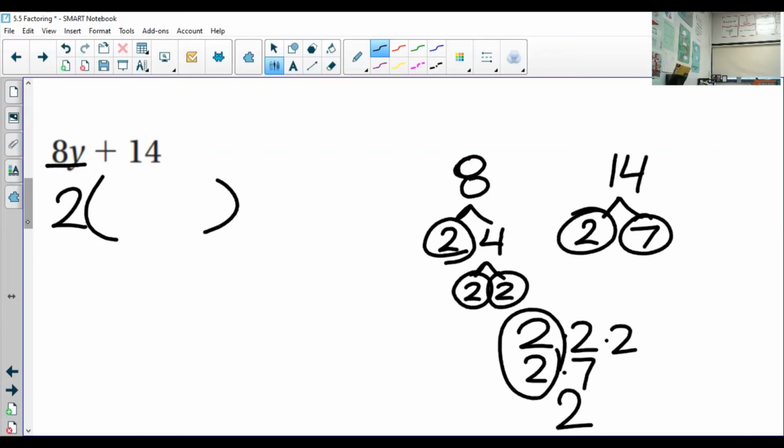Now, what's 8y divided by 2? All you have to do here is, what's 8 divided by 2? 4, and bring down the y. Plus, what's 14 divided by 2? 7. So that is your final answer.